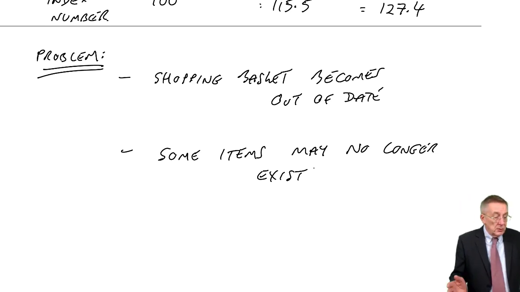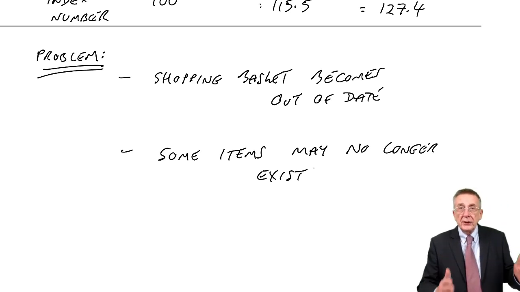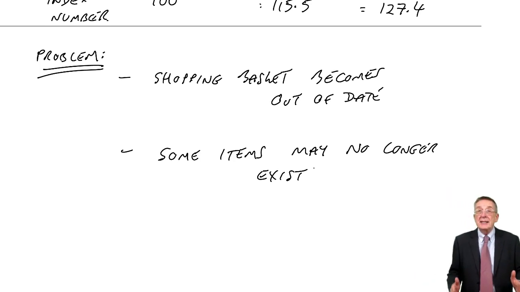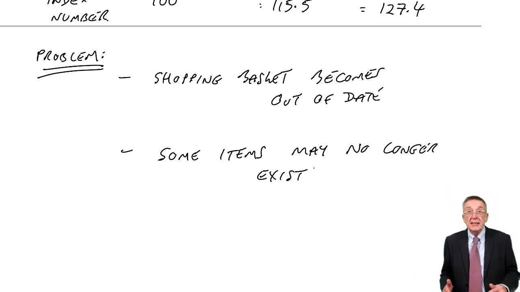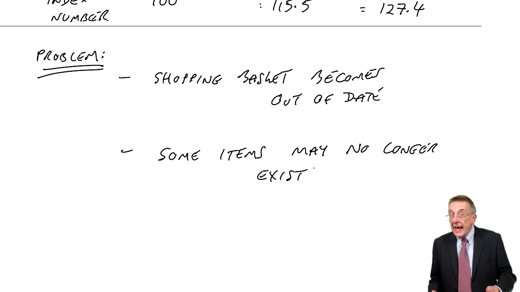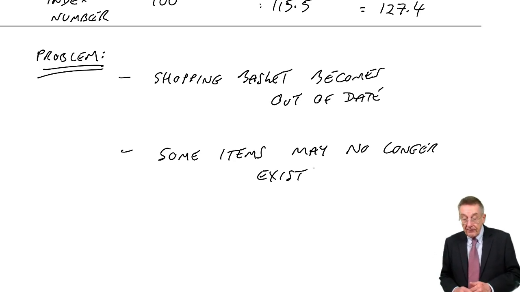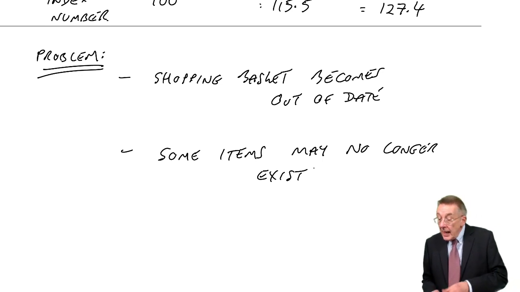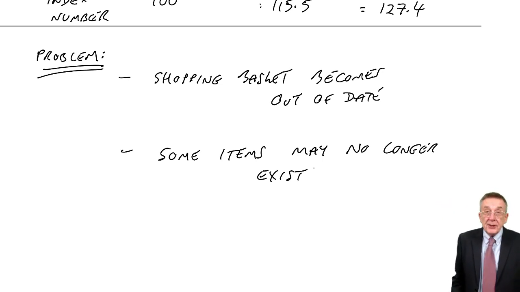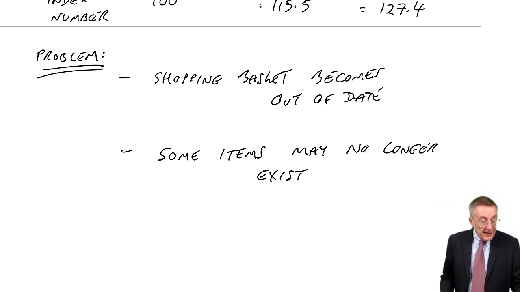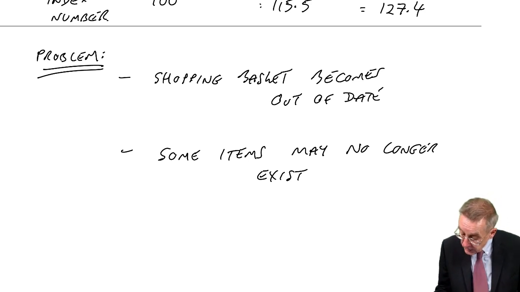So they might go, there's no limit, they might go 10 years on one shopping basket, then decide it's too much out of date. And so they might start all over again with an up-to-date shopping basket and a new base. Anyway, it does go out of date. And so part answer to it is the alternative, which is Paasche.